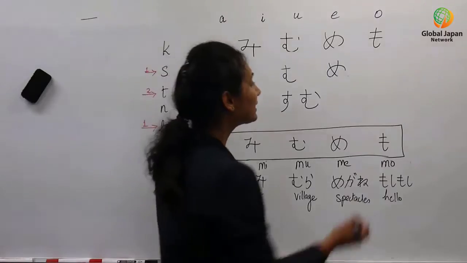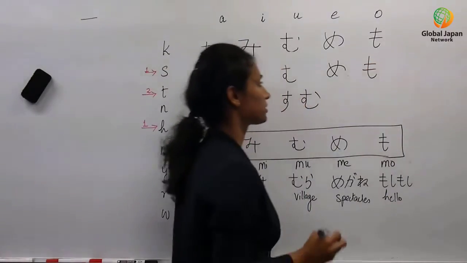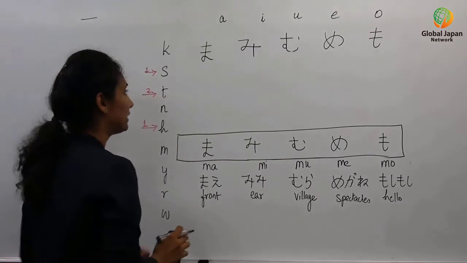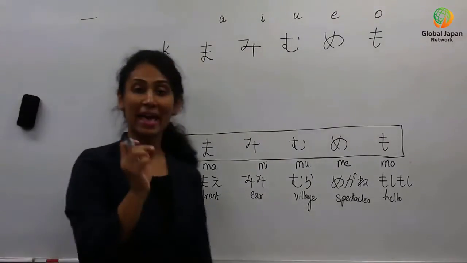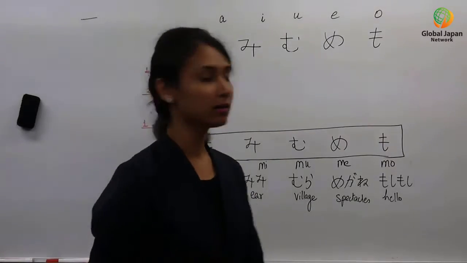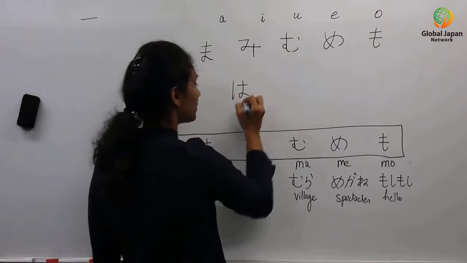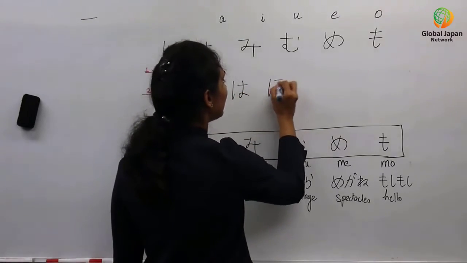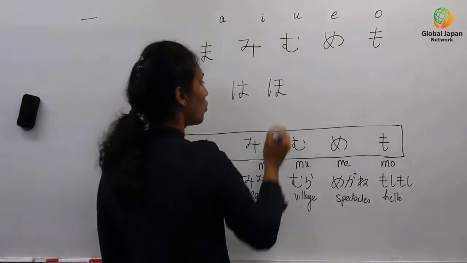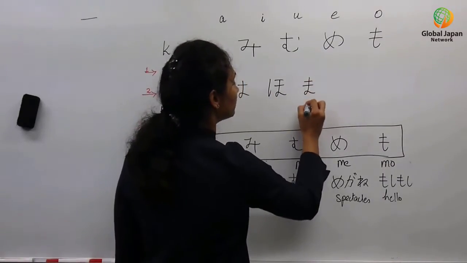Mo is nothing but this she line with two lines cutting across. With this we are completing the ma line. What all characters had L in it? Can we just recall back? The first character which had L in it was this one, ha. The second character which had L in it was this one, ho. And the third character which has L in it is ma.